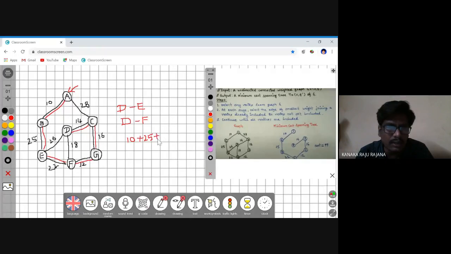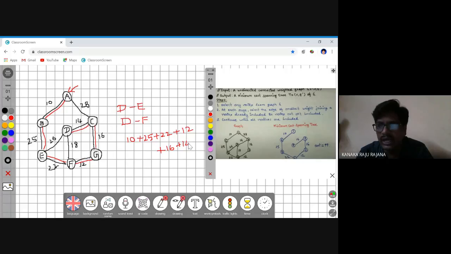From E, we have traveled towards F with a cost 22. From F, we have traveled towards the vertex G with a cost 12. And from G, we have traveled towards C with a cost 16. And from C, we have traveled towards D with a cost 14.